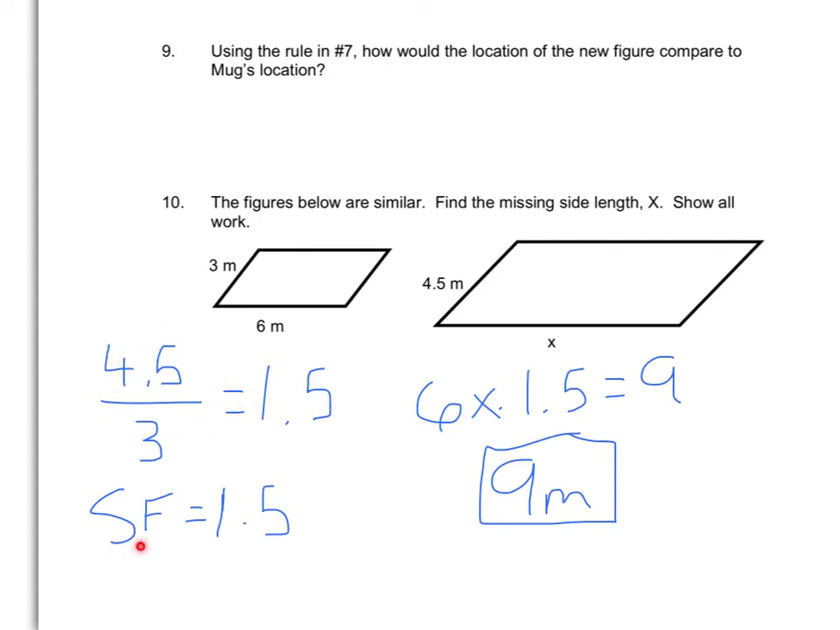So that means that the scale factor must be 1.5. So since the scale factor is 1.5, we apply that to this side length down here of 6 meters. So we take the 6 meters and then we multiply it by the scale factor, which is 1.5, and that equals 9. So that means that this side x must equal 9 meters.